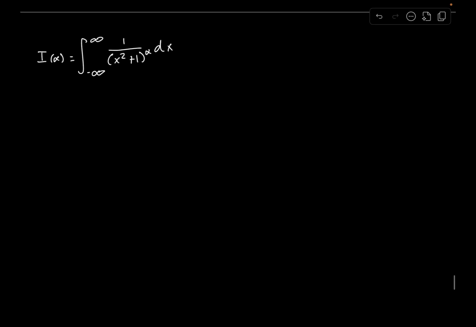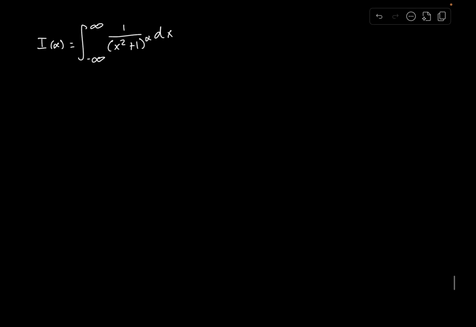Today we're going to be doing the integral from negative infinity to infinity of 1 over x squared plus 1 to the alpha dx. We'll label it I of alpha. And let's just get right to it. We will let x equal tangent theta, which means dx equals secant squared theta d theta.